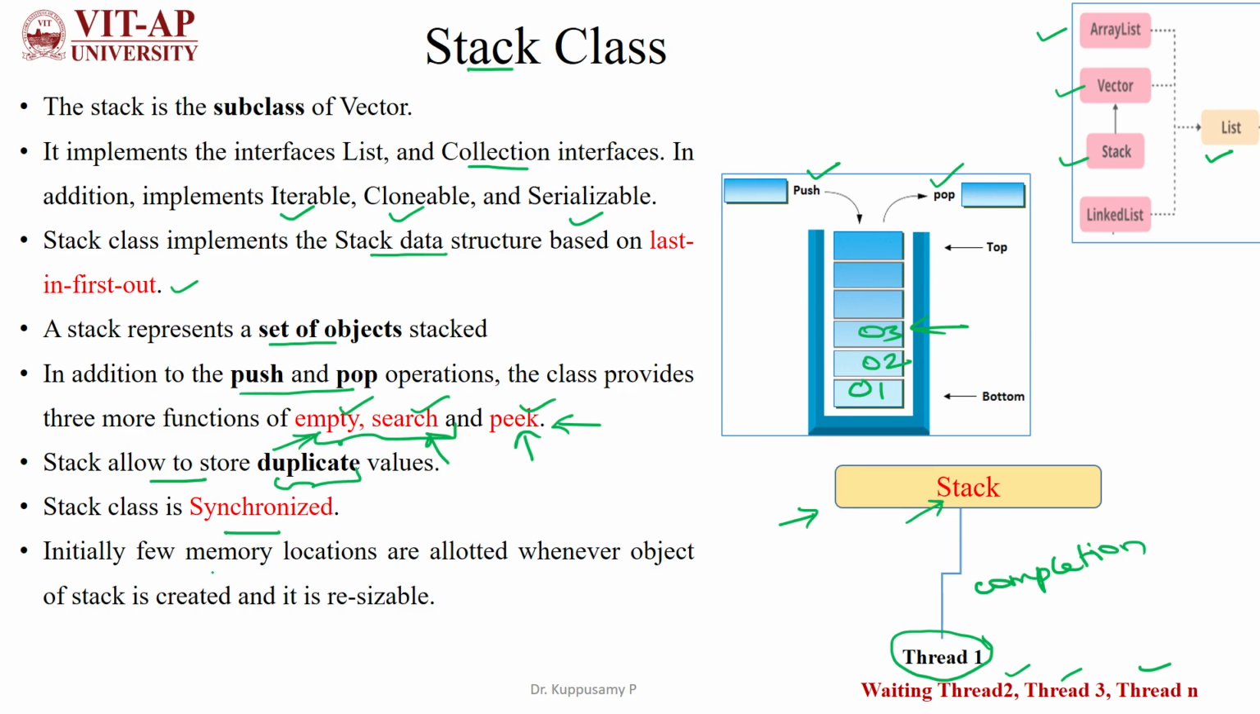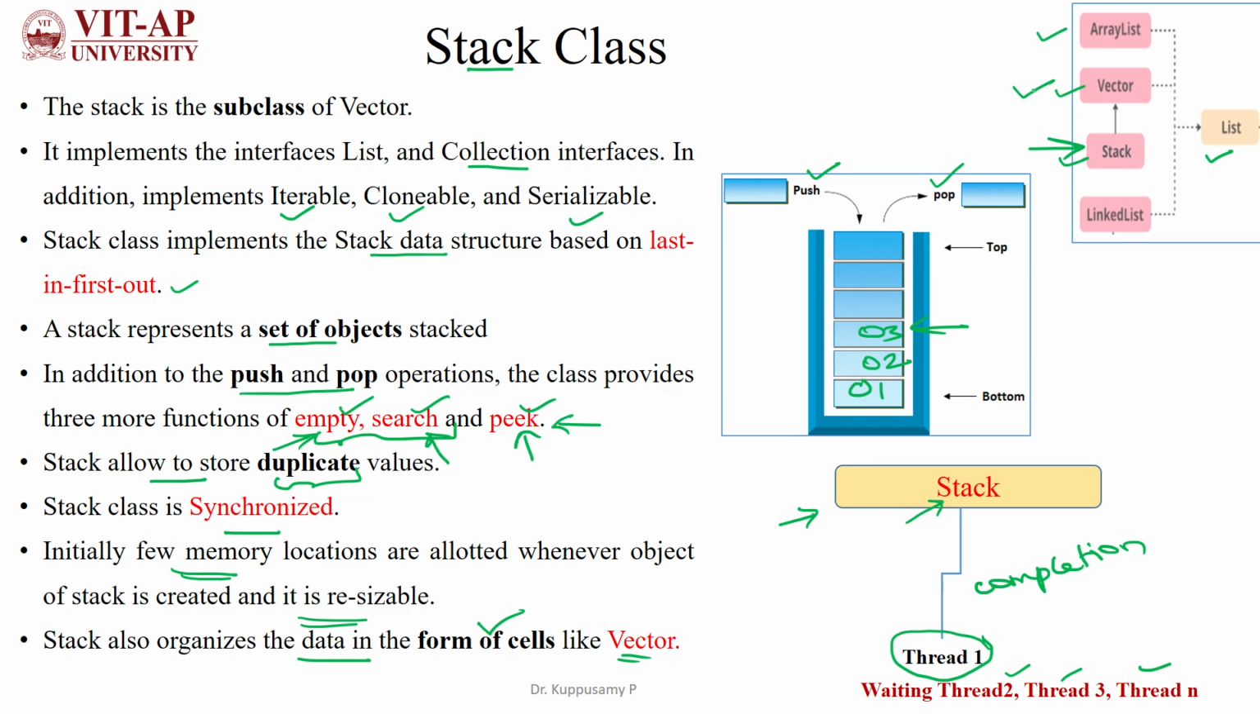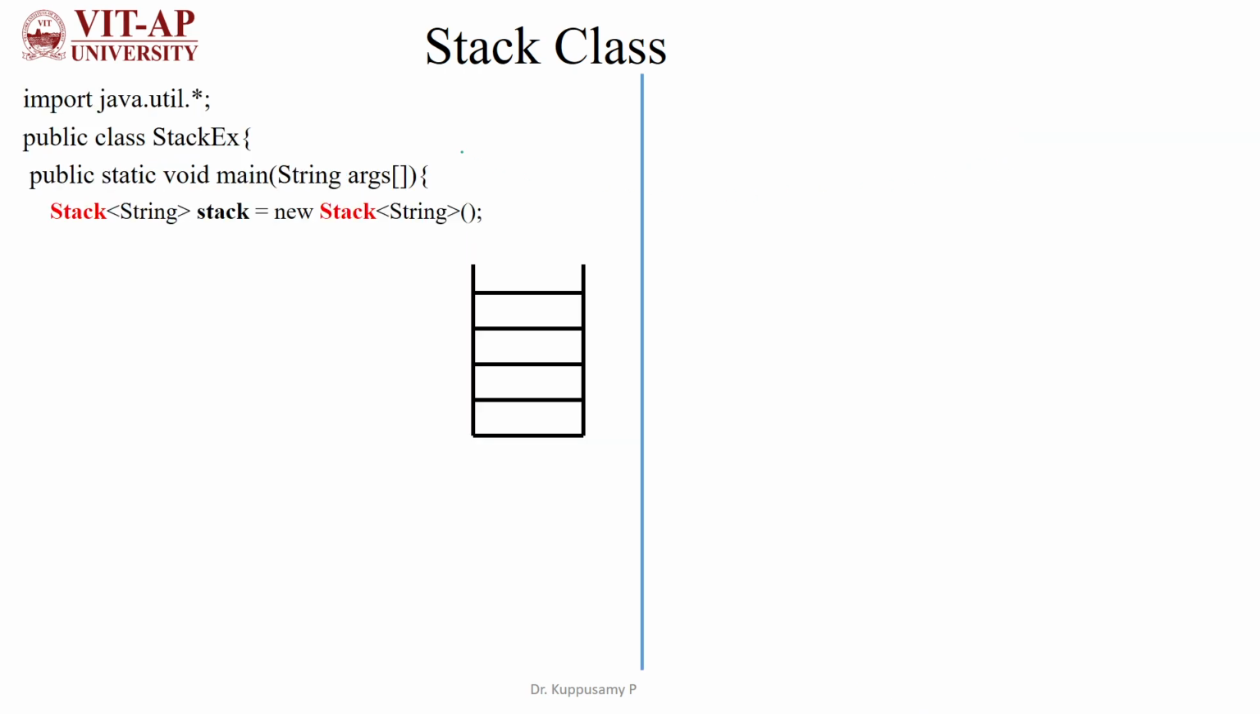When you initialize the stack object, a few memory locations will be allotted, and it is resizable. That means the structure of the stack is dynamic. It may increase or decrease in size based upon the user's requirement. The stack organizes the data in the form of cells like the Vector class, because Stack is the child class of the Vector class.